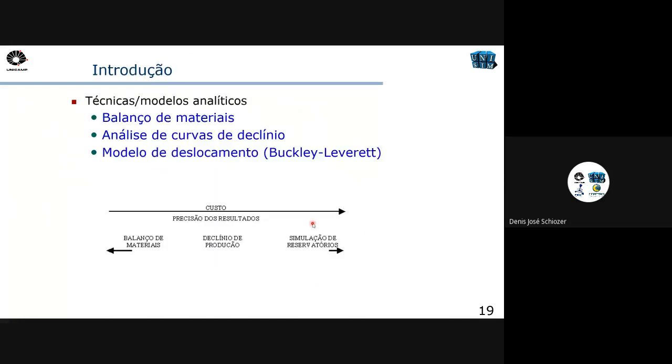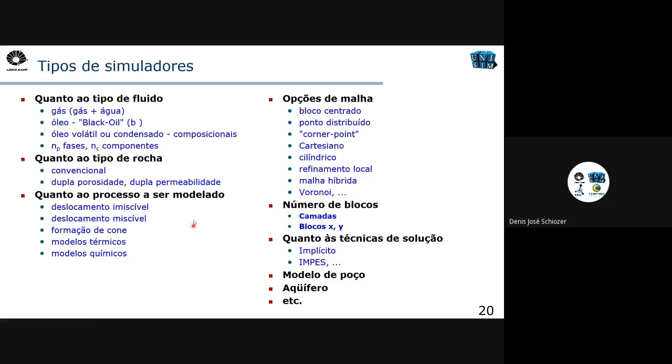So let me check here. One thing before we finish is that there are several types of simulation models. And this type, we're going to learn how to select the best models here. But of course, the selection of the models is a function of what we're going to work on. So if we have a black oil reservoir, oil with a high density and so on, we can use a model called black oil. And this has a very important advantage: it's much faster.